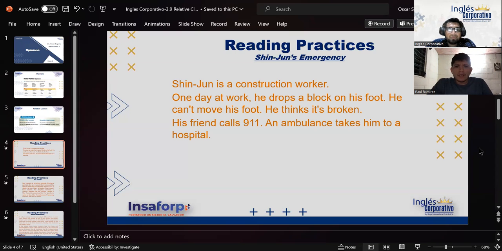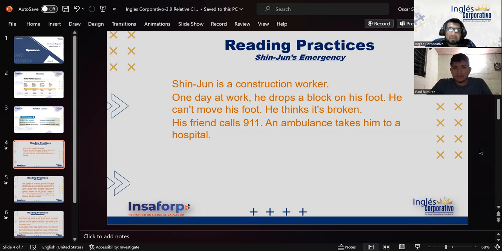Shin Jun is a construction worker. One day at work, he drops a block on his foot. He can't move his foot. He thinks it's broken. His friend calls 911. An ambulance takes him to a hospital.